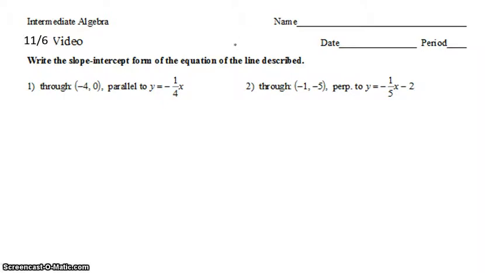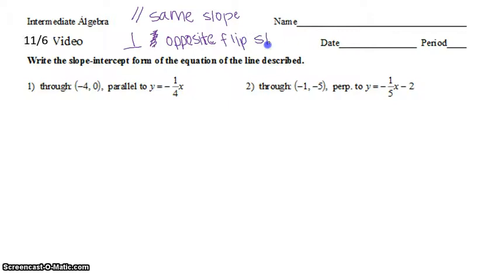Okay, I'm just doing 2 more examples for you guys for tonight. Do remember, when you're looking at parallel lines, they have the same slope. And when you are looking at perpendicular lines, they have the opposite slope, or negative reciprocal.